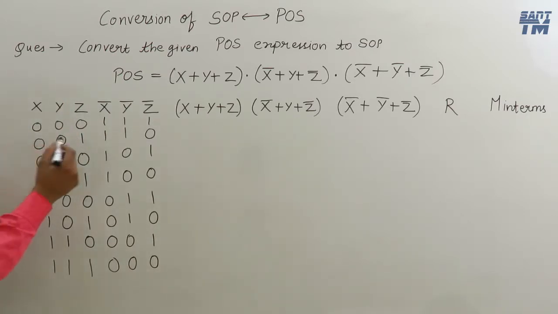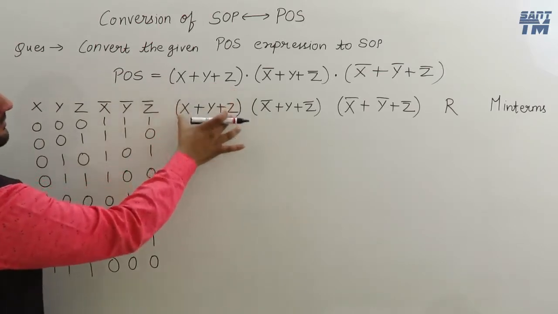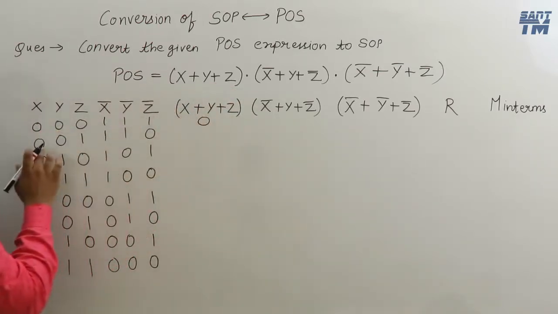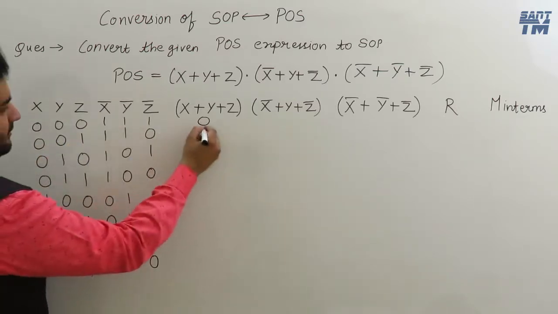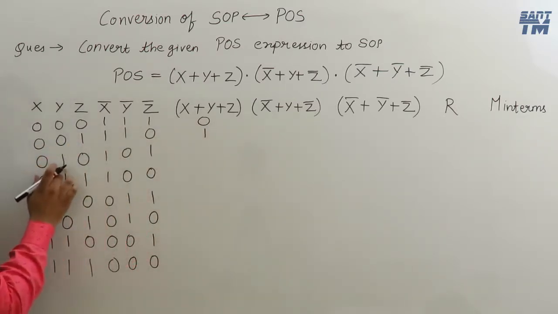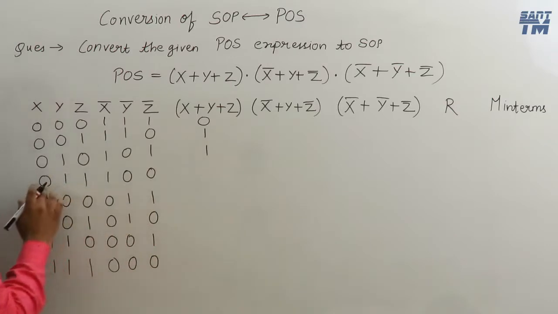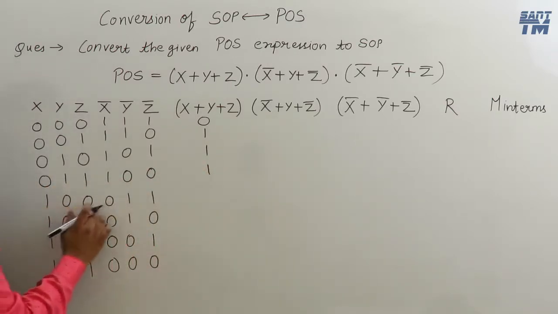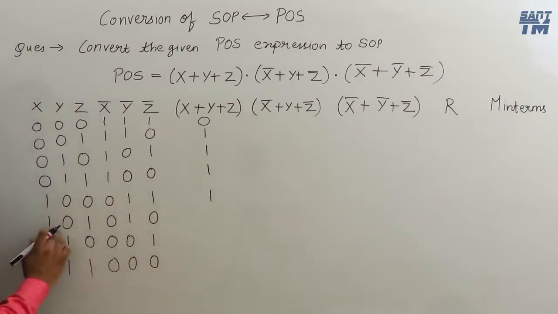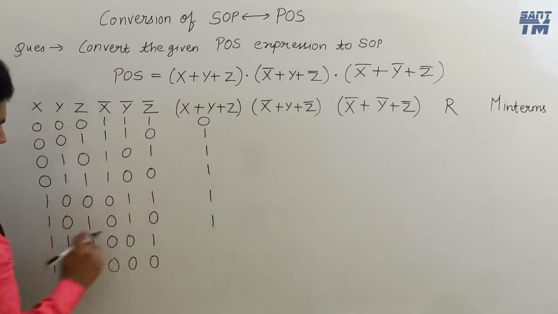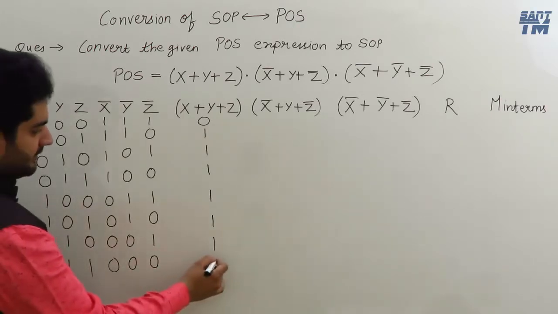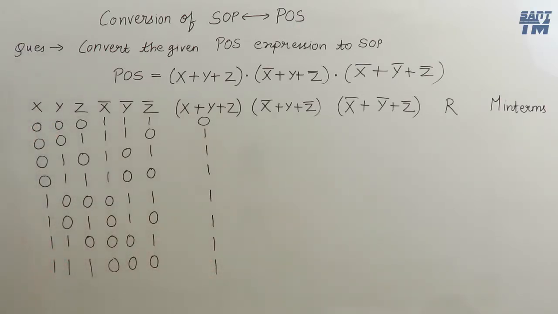Now we will make the terms. x plus y plus z: 0 plus 0 plus 0 is 0, 0 plus 0 plus 1 is 1, 0 plus 1 plus 0 is 1, 0 plus 1 plus 1 is also 1, 1 plus 0 plus 0 is 1, 1 plus 0 plus 1 is 1, 1 plus 1 plus 0 is 1, 1 plus 1 plus 1 is 1. So x plus y plus z is complete.